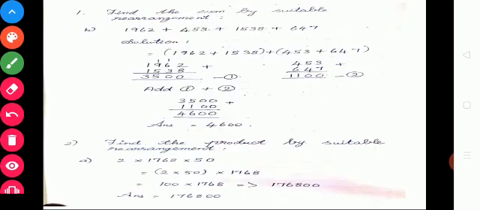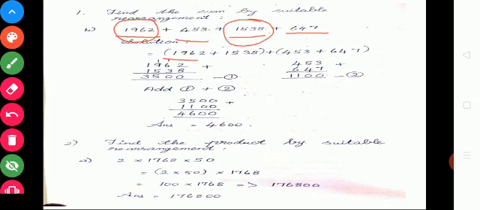Okay children, look at the first sum. Find the sum by suitable rearrangement. Look at the sum. 1962 plus 453 plus 1538 plus 647. The sum is given. Now arrange in the suitable order. So first you want to arrange the 4-digit numbers. Is this also a 4-digit number? Arrange it one side.